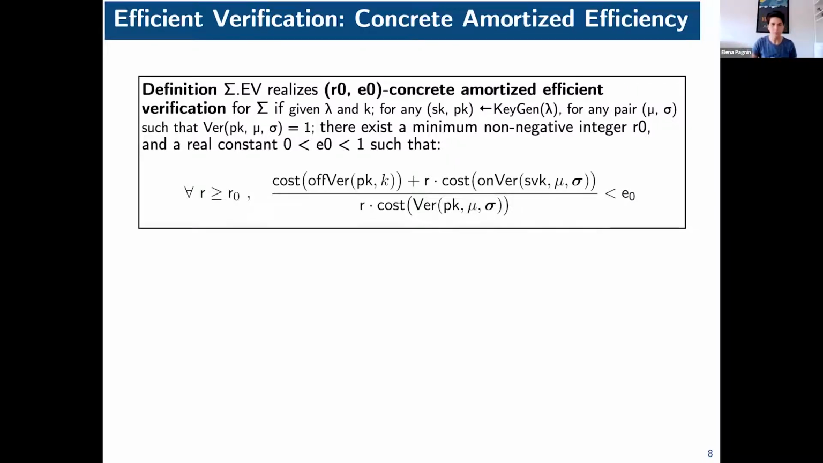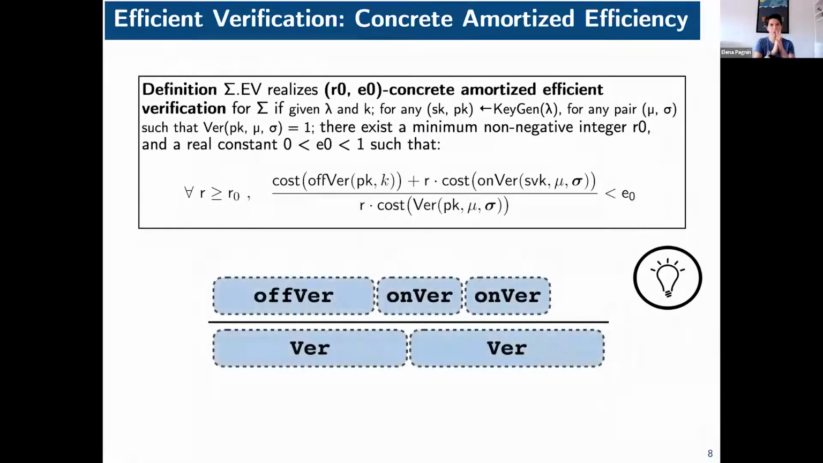small. Just to give an intuition, what I'm doing is a ratio between two things. Now, suppose the length of these rectangles is actually the computational cost. I want to say that running the offline verification 1 time and the online verification 2 times should be computationally less expensive than running the standard verification twice.